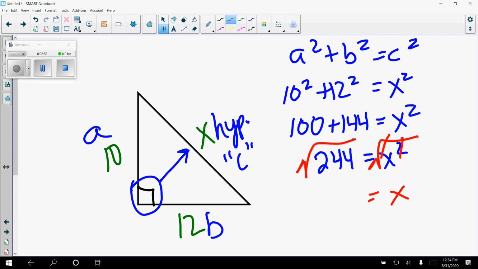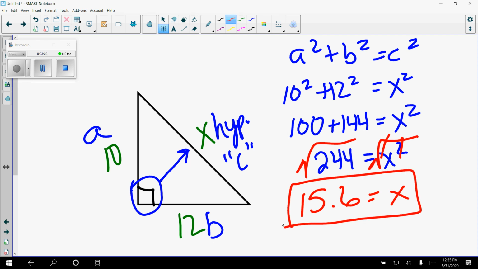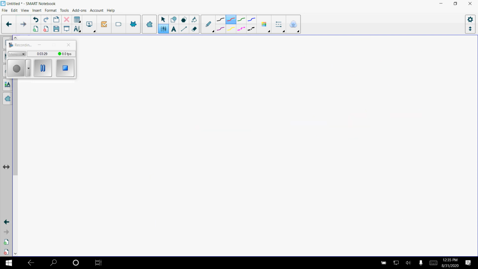When I square root this side, because I always have to do the same thing to both sides, I don't know what the square root of 244 is. I know quite a few square roots, but that one is not a perfect square. So what I'm going to do is type it into my calculator, figure out what the square root of it is, and I get 15.6. So that's my answer. I showed my labels, I showed my work. That's good. Now, if I go to another problem here, remember, you can always pause this, rewind it, do whatever you've got to do.